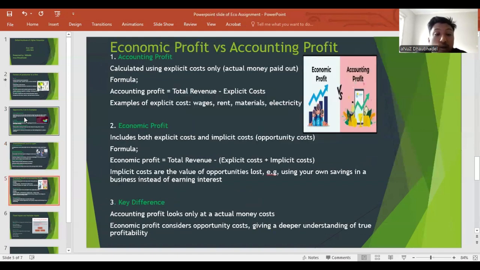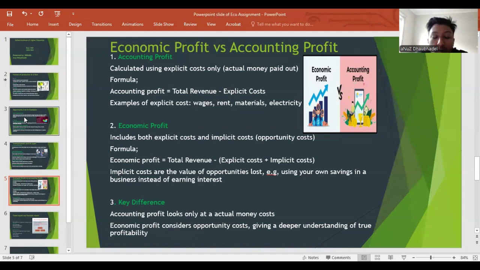The next one is economic profit versus accounting profit. Businesses measure profit in different ways. Two key types are accounting profit and economic profit. Accounting profit is calculated using only explicit costs, the actual money paid out. Its formula is accounting profit equals total revenue minus explicit costs. Examples of explicit costs include wages, rent, materials, and electricity.